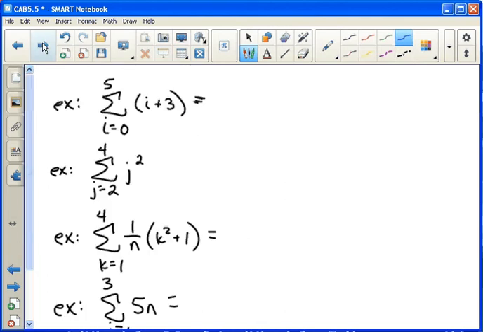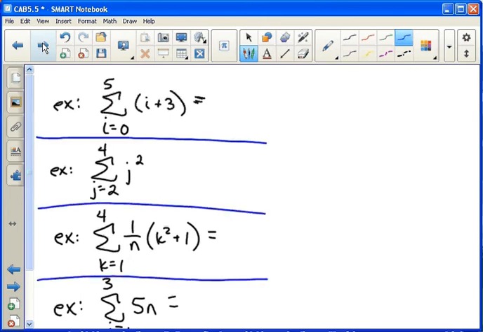Okay, we're going to look at several more now with doing it by hand. This might make it easier to see all these. So first of all, we're told to add 3 to whatever we plug in. So I plug it in for i and then add 3. So I plug in 0 and I get 3. Then I plug in 1. 1 plus 3 is 4. Then I plug in 2. 2 plus 3 is 5. Then I plug in 3. 3 plus 3 is 6. Then I plug in 4. 4 plus 3 is 7. Then I plug in 5, and 5 plus 3 is 8.